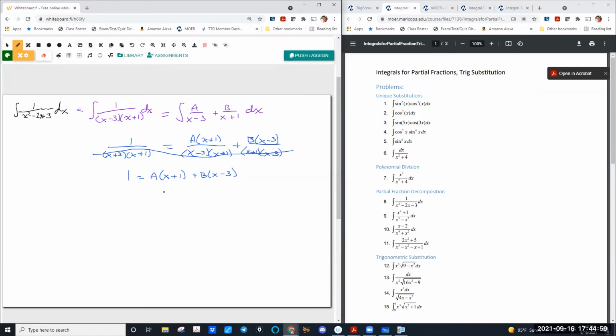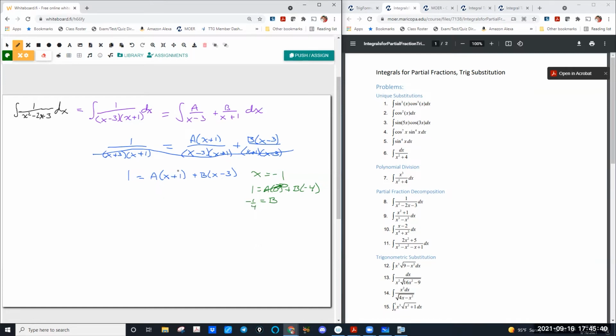Okay, so one quick method, when all your denominators are linear and you don't have any repeated ones, there's a very nice quick thing you can do to solve your system. What you would do is you zero out one of them. So for instance, you let x equal -1 because that will zero this out. So what that would give us is 1 equals A times 0 plus B times -4. That's, of course, 0, which is why this is so nice. Divide by -4, we get B equals -1/4.